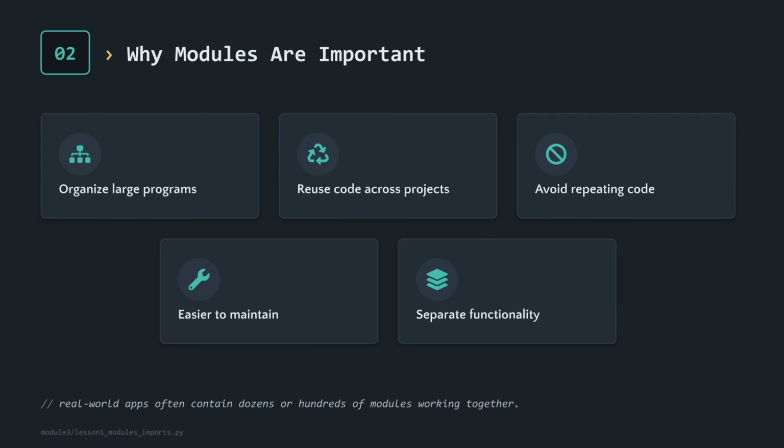Why do we use modules? They are essential for organizing large programs, reusing code across different projects, and avoiding repetition. They make your code easier to maintain and allow you to separate different functional areas. In real-world applications, you'll often see dozens or even hundreds of modules working together.